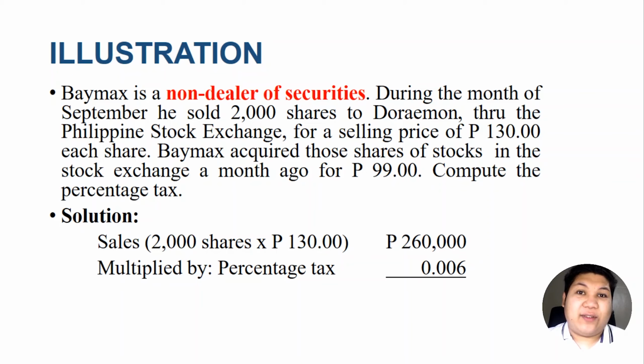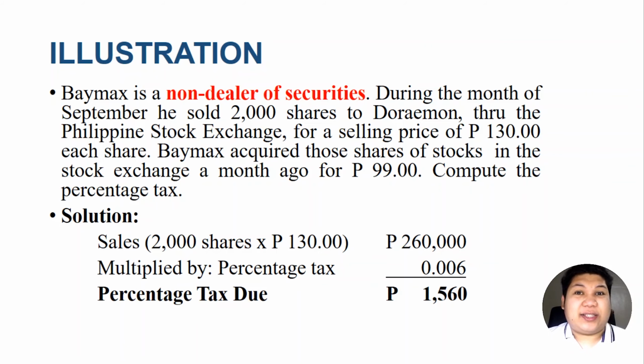And that 6 over 10 of 1% is actually 0.006. Before the TRAIN law, that tax was 1/2 of 1%, or 0.005. So under the TRAIN law, it is increased by 0.001, or 1 over 10 of 1%. So in this case, the stock transaction tax due is 1,560 pesos, based on the gross selling price. So Baymax would now receive 260,000 pesos less 1,560.